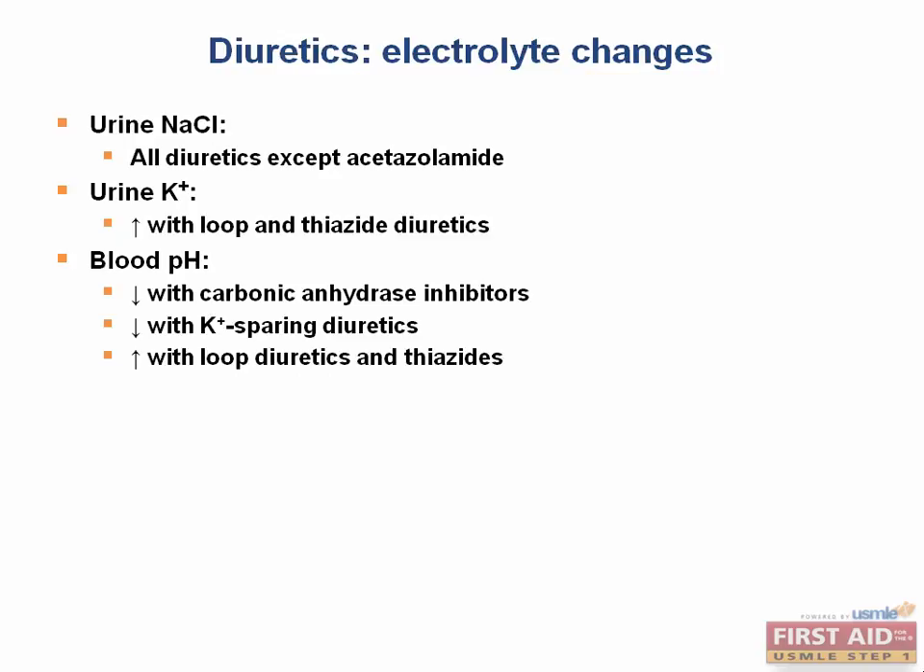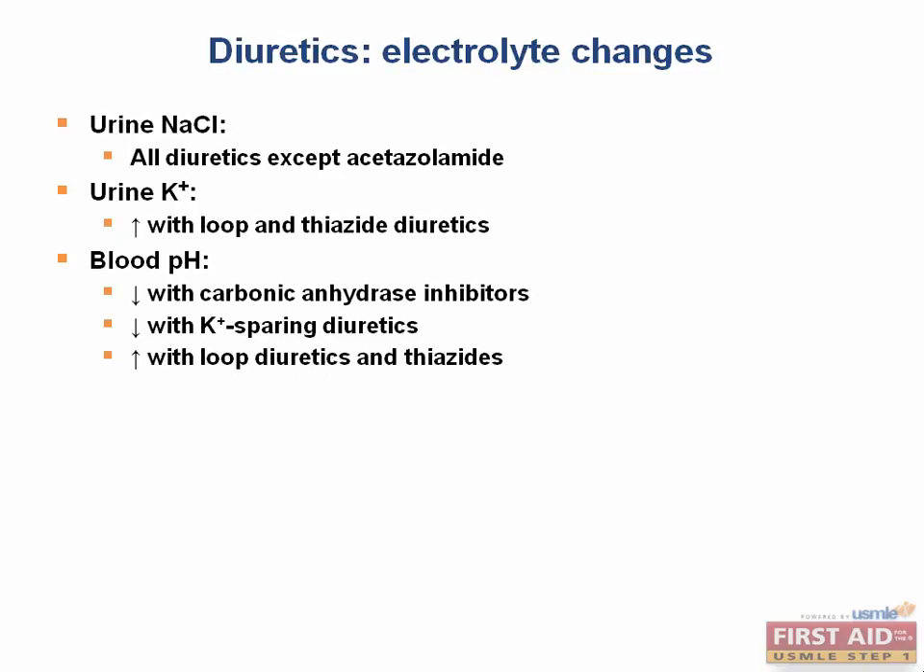Blood pH is also decreased with potassium-sparing diuretics. Now why does this happen? Aldosterone inhibition prevents hydrogen ion secretion, and hyperkalemia leads to potassium entering the cells and hydrogen exiting the cells. Both mechanisms lead to a decreased blood pH.